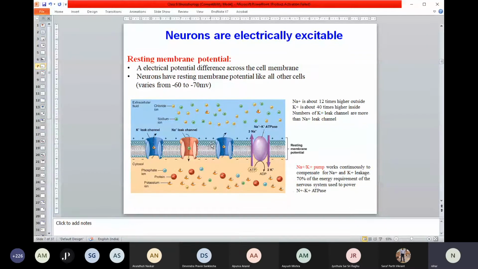Whenever there is an imbalance, the leak channels try to equilibrate sodium or potassium ions, and this pump comes into play. It uses ATP, and when the pump works, it pumps out 3 sodium ions and pumps in 2 potassium ions, thereby making a difference. They are always making a polarity in the membrane. This pump requires an extensive amount of energy because it works against the concentration gradient.